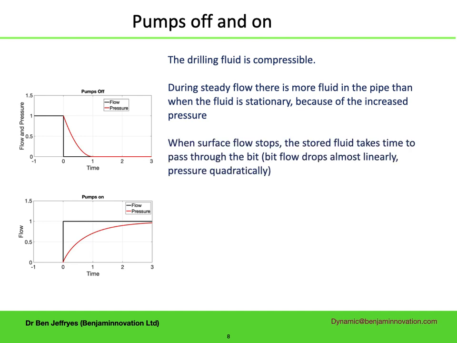When the pumps stop, this extra stored fluid leaves through the bit. When you do the maths, it turns out that the fluid flow rate through the bit drops nearly linearly. Pressure is quadratic in flow, so the pressure at the surface drops in a parabola.